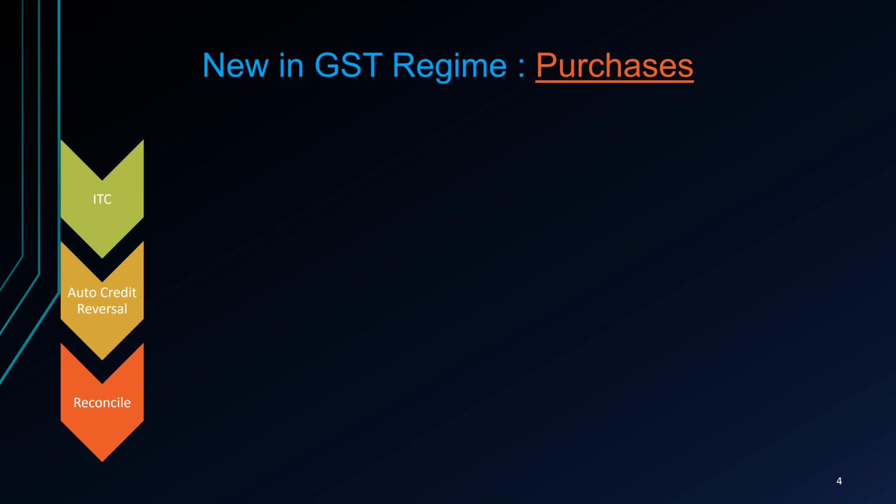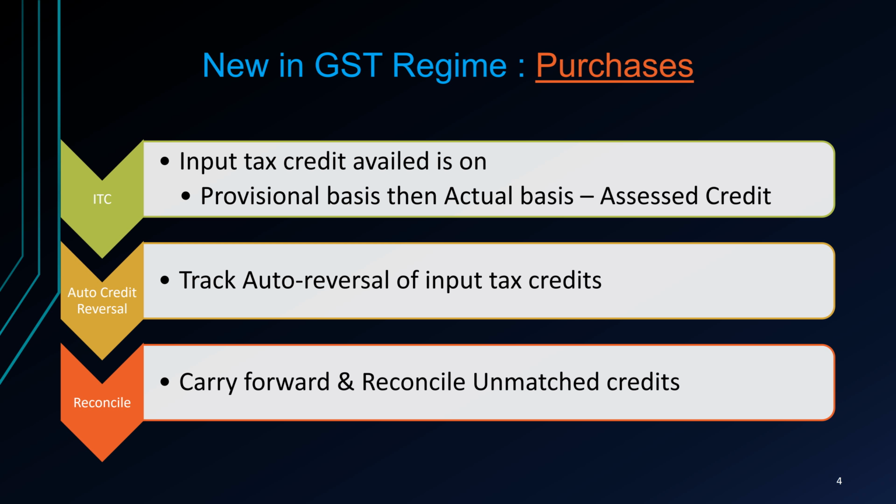One thing which has come up very new is input tax credit, because this credit is availed first on a provisional basis, and then on the basis of the assessed credit, the actual credit would be available, and whatever provisional credit did not become assessed credit gets reversed in the subsequent month. So you should have a system which is capable enough of carrying forward the provisional credits which are not assessed, and reconciling the unmatched credits, facilitating follow-up with the vendors.